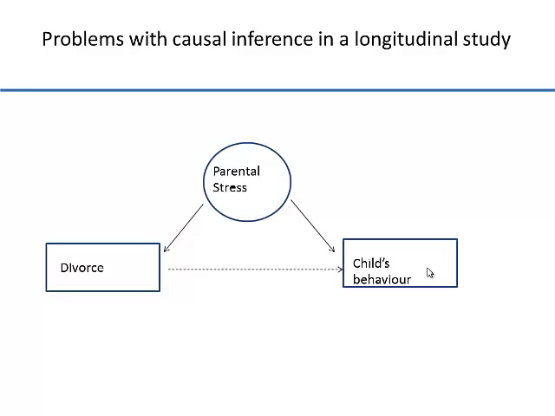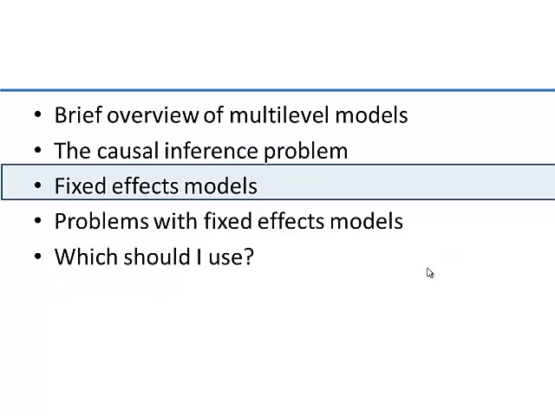So just take one of them, parental stress. That might cause divorce, and it might also affect children's behaviour. But if we don't control for it, all we see is an association between divorce and children's behaviour. That's actually spurious. Okay, so how do fixed effects models solve this? Well, they don't totally solve it, but they help to.